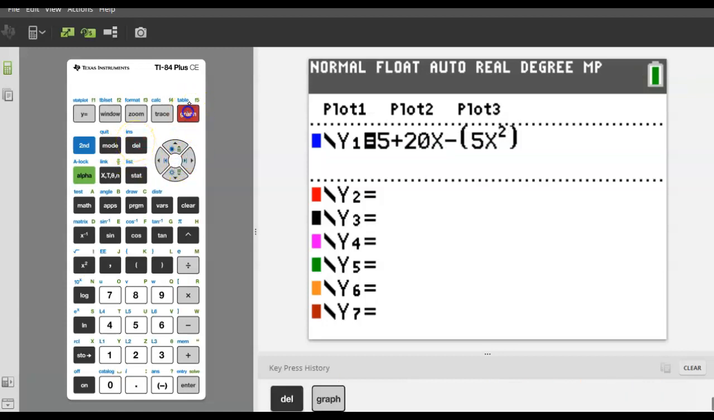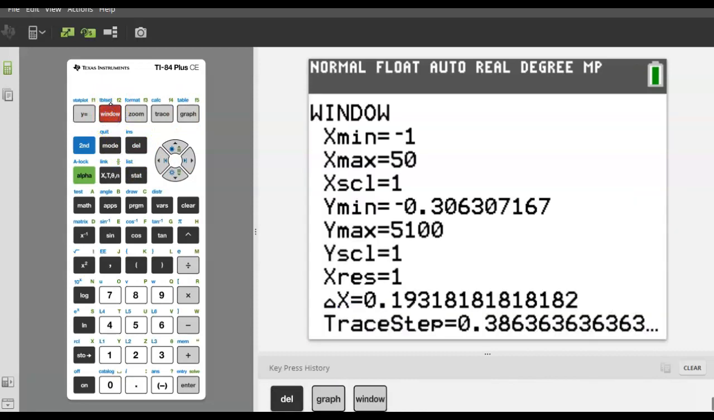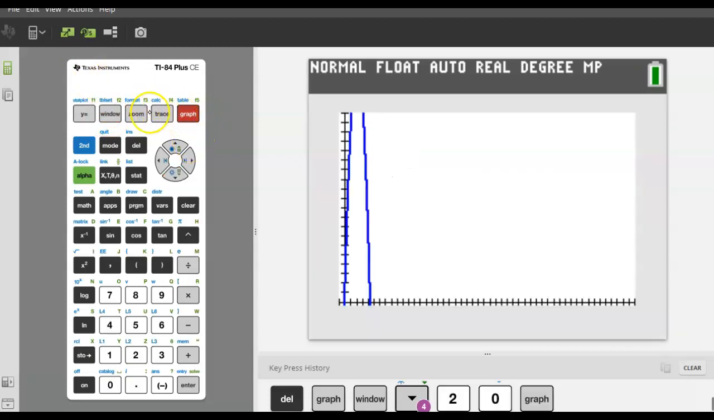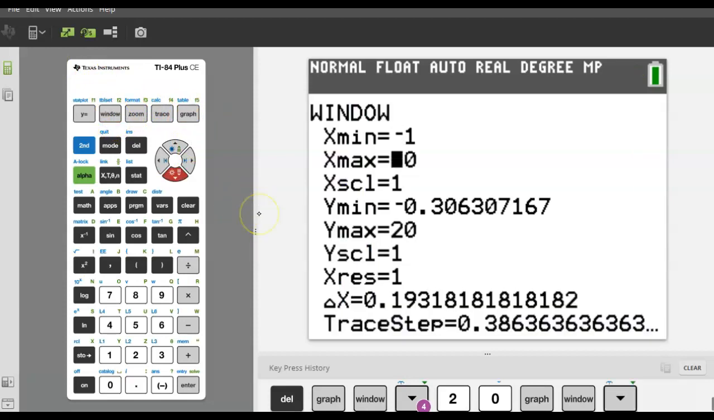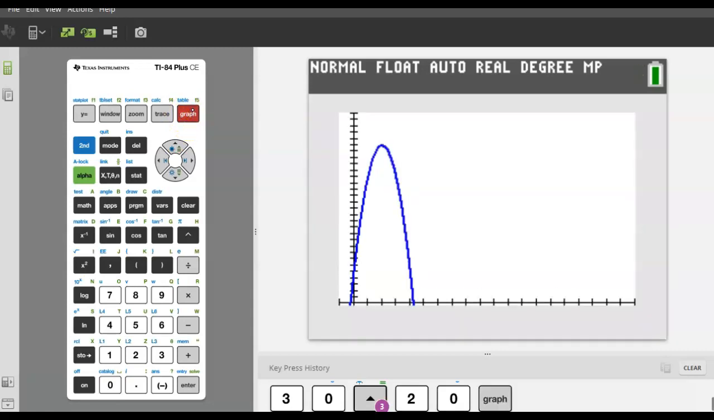Okay. All right. So we're going to graph that. Oh, it's very tiny. So let's adjust our window. Let's make our y max only 20 and see what happens there. That's a little too small. That's better. We can make it 30. And then let's make our x max smaller as well. Let's make that 20 and see if that helps a little bit. There we go. That's a bit better.